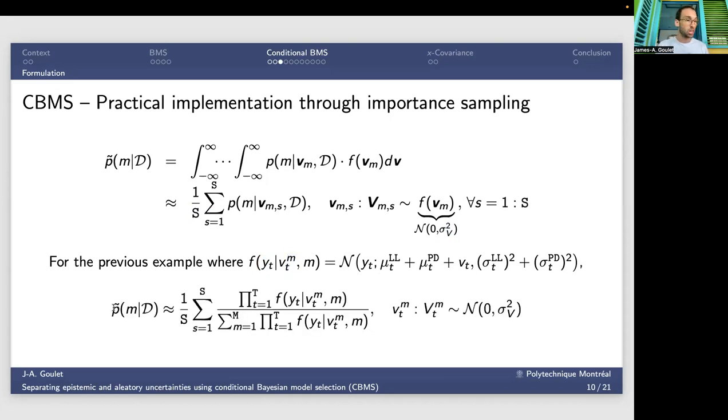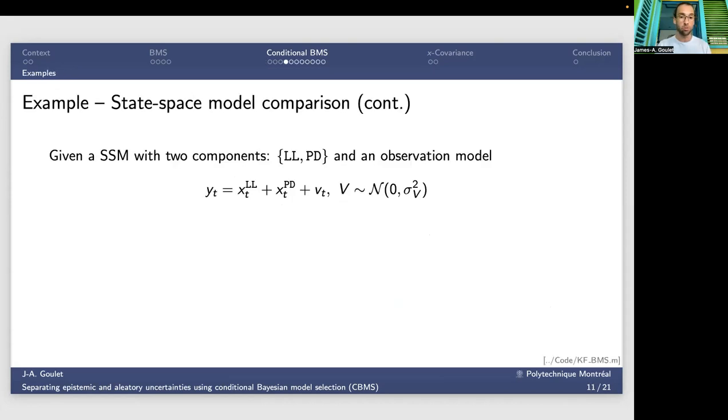If we want to express explicitly my posterior conditional PMF for the model given the data, it is going to be 1 over S, the number of samples, times the sum over all my samples. On the numerator, I have my joint conditional likelihood divided by the same thing normalized over all my models M, where all the VMs you see here are actually samples from my observation error, drawn from a zero mean Gaussian. So this is trivial to implement in practice for Gaussian models such as GPR, state space models, and Bayesian neural nets with TAGI.